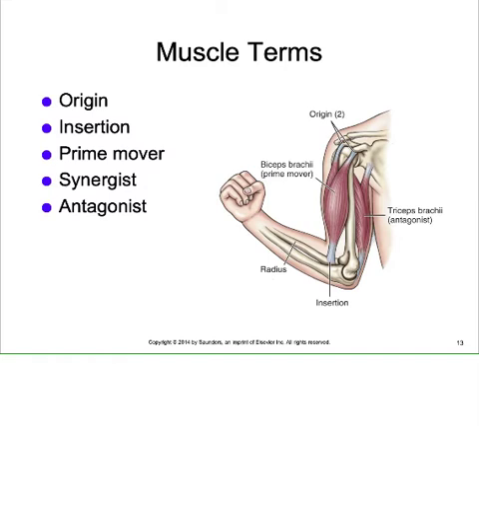The prime mover in this case, where we're talking about elbow flexion, is going to be the biceps brachii. And then there are synergists that help. Other muscles that aid with you bending your elbow include the brachialis and the brachioradialis, which also cross the front of the elbow. And the tricep would be the antagonist.